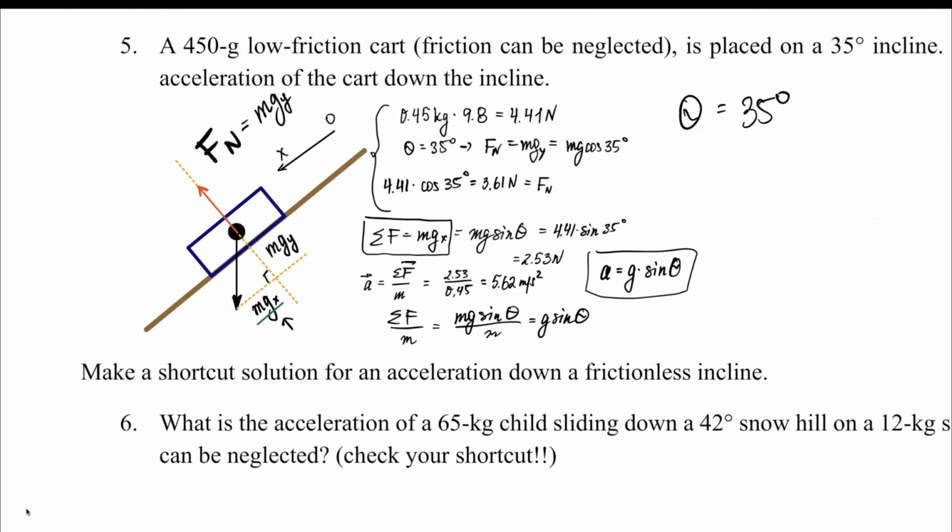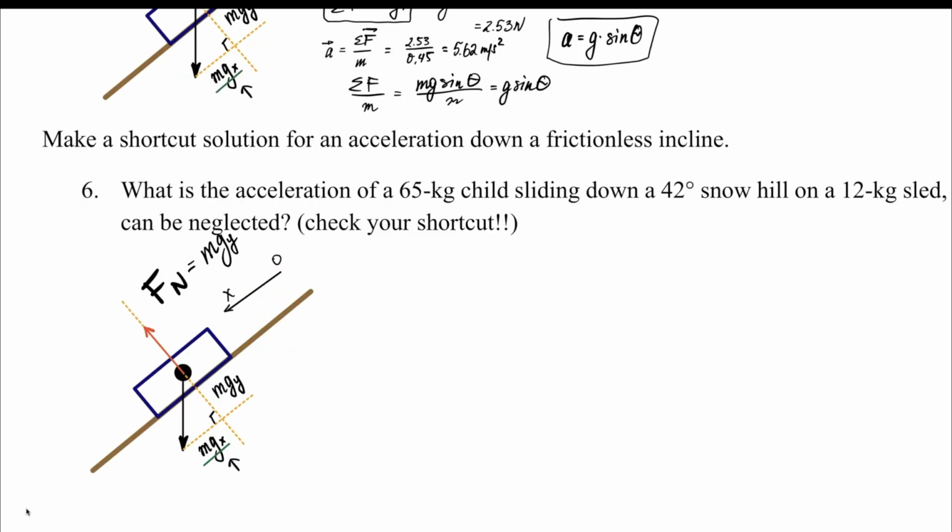It's going to be the same free body diagram, and I can just use my shortcut and find that acceleration is going to be g sine of 42. With the increase in the incline, acceleration also increases. Acceleration is directly proportional to the sine of the angle of the incline. This is 6.56 meters per second squared. That's your acceleration for number 6.